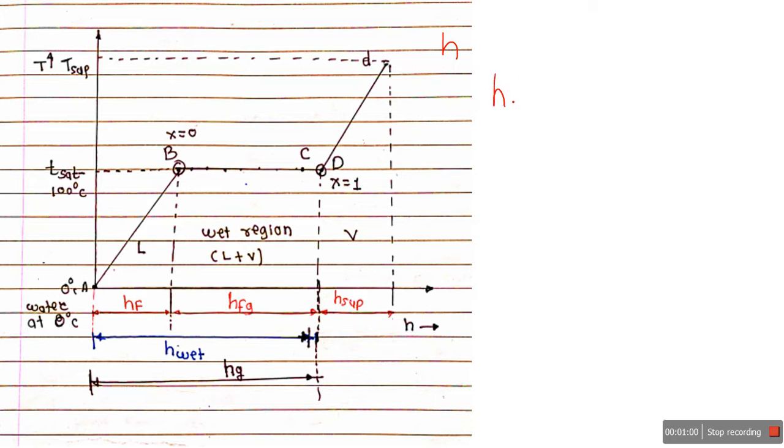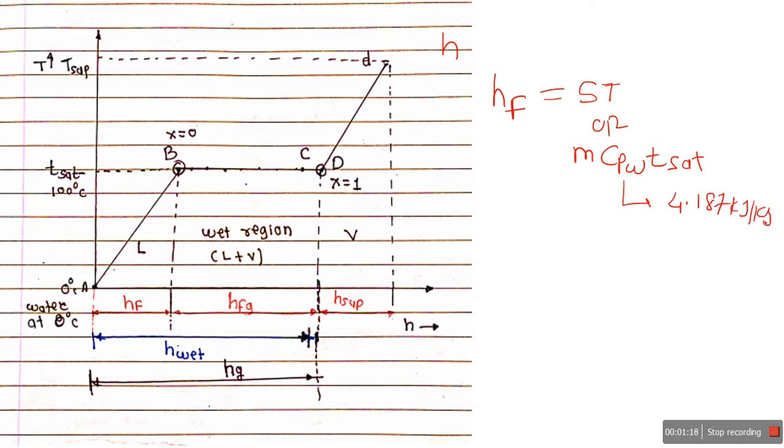First, the sensible heat of water. HF we can directly take from the steam table, otherwise we can calculate it as m Cpw times the saturation temperature, Tsat, where Cpw is the specific heat of water, 4.187 kJ/kg K. Then the enthalpy of wet steam is HF plus x into HFG.